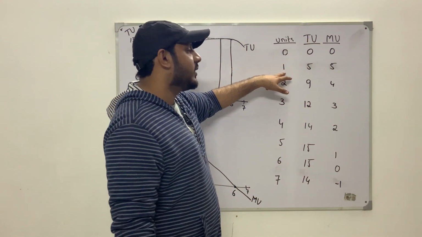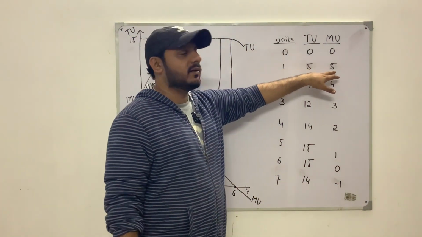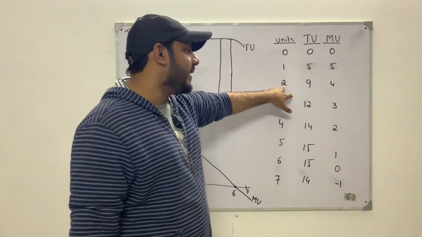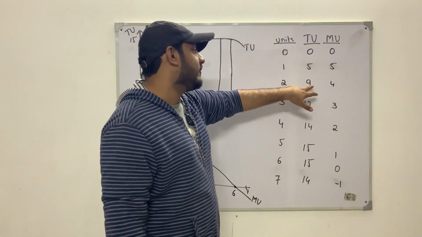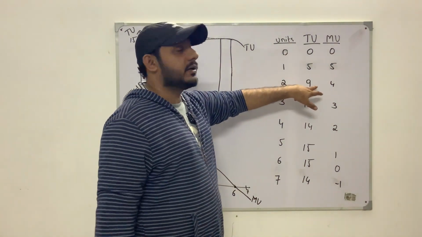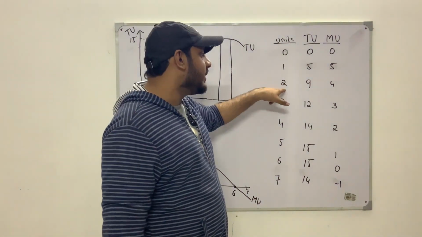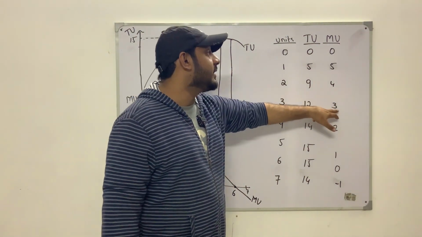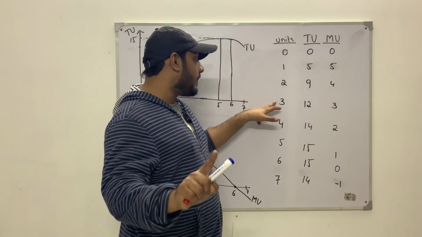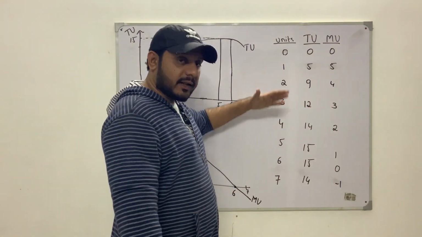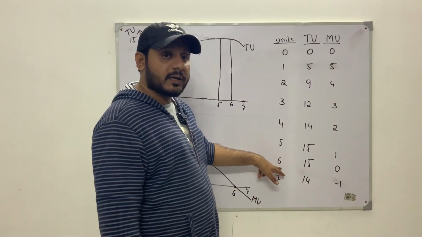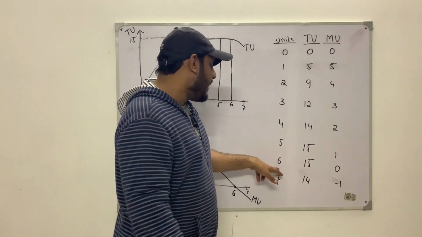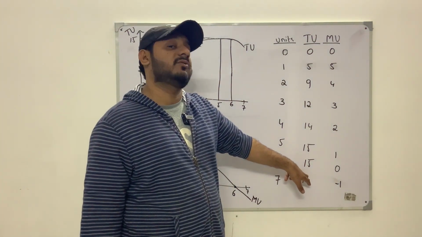So the first unit of chocolate gives me a utility of 5 utils, and 5 utils of marginal utility. And 2 units give me a total utility of 9, and the second unit gives me a marginal utility of 4. The third unit gives me a marginal utility of 3, and the 3 units combined give me a total utility of 12, and so on and so forth. And the sixth unit gives me a marginal utility of 0, that is nothing gained from the consumption of the 6th unit, and the total utility from consuming 6 units is 15.